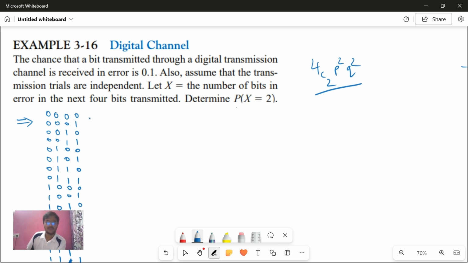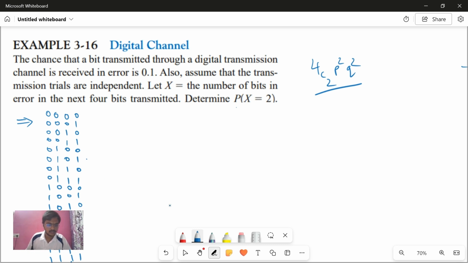Now in binary, this is 0, this is 1, this is 2, and finally all ones are nothing but 16, okay. 1 1 1 1 is 16, no. So now what we want is to determine P of X equal to 2, which means we have to get two bits as error. Error is 0. Find the combinations where two things are zeros.